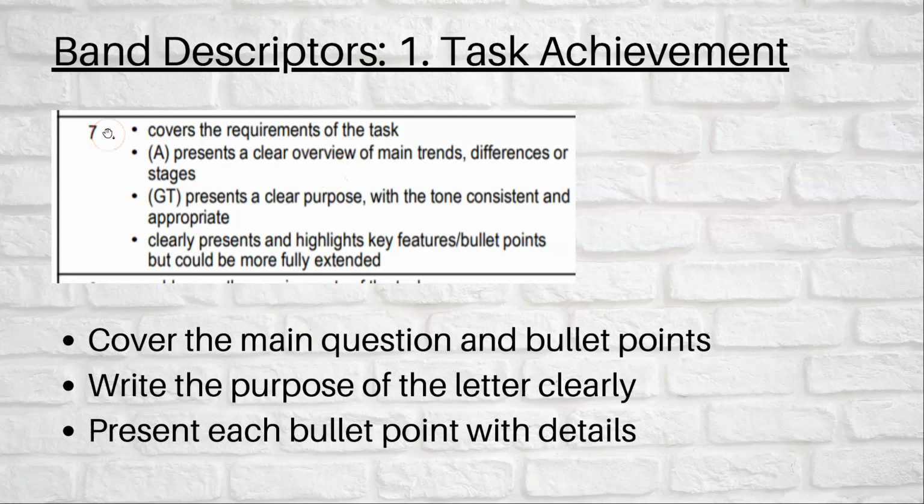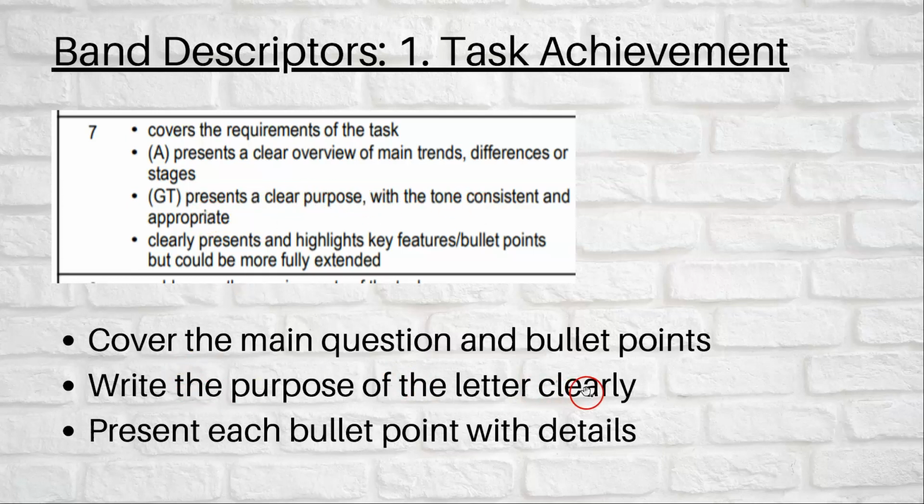So in order to score 7 in task achievement, the candidate covers the requirements of the task, presents a clear purpose with the tone consistent and appropriate. So what does it mean to cover the requirements of the task? It means that you're covering the main question and the bullet points. You're covering all the 4 things. And presents a clear purpose with the tone consistent and appropriate.